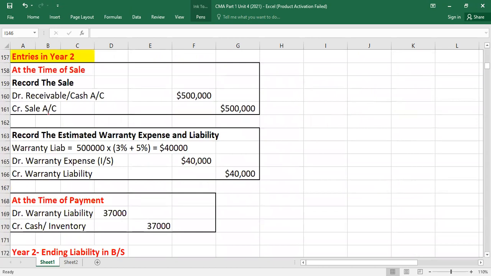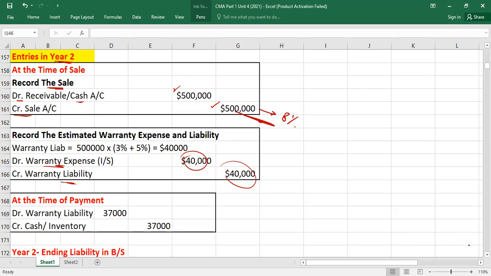For year 2, guys, first you are recording the sales. This is for year 2. You will debit receivables or cash by 500,000. You will credit sales by 500,000. And same, you will multiply this sales value with the 8%, because he told you 3% will be paid in year of sale, 5% will be paid following the year of sale. Right? So totally 8%. So once you multiply, you will get how much? 40,000. So what entry you will pass? You will debit warranty expense and credit warranty liability by 40,000.